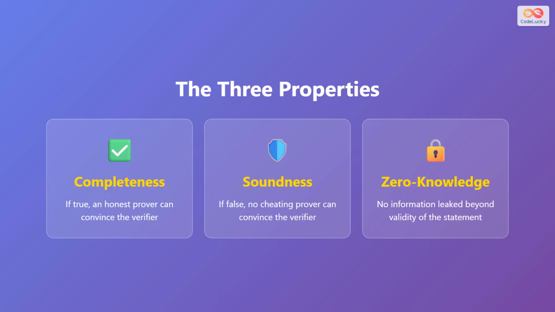Every zero-knowledge proof system must satisfy three fundamental properties. First is completeness, which guarantees that if a statement is true and the prover is honest, the verifier will always be convinced. Second is soundness, which ensures that if a statement is false, no dishonest prover can trick the verifier into believing it's true, except with negligible probability. Third is the zero-knowledge property itself, which means that no information is leaked beyond the validity of the statement being proven. These three properties work together to create a secure, reliable, and private proof system.